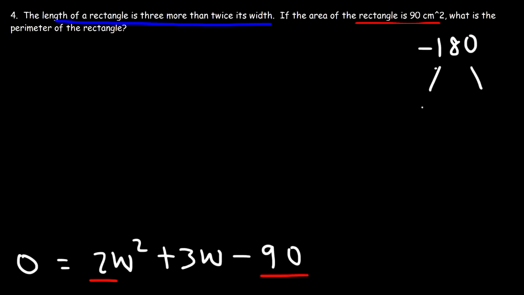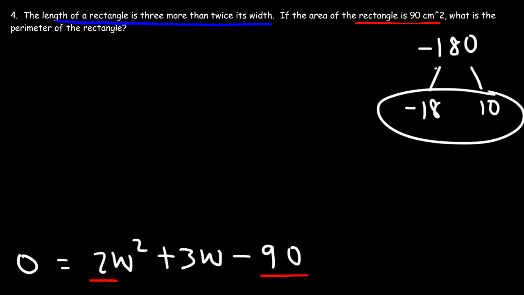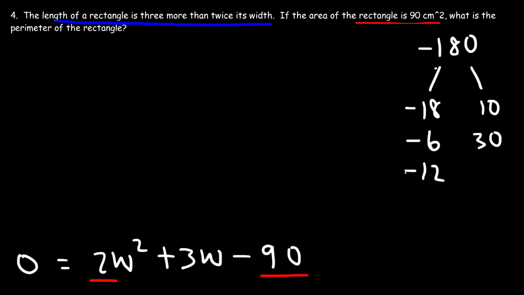So we could try negative 18. Negative 180 divided by negative 18 is 10. But these 2 numbers, they don't differ by 3. So we could try, let's say, 6 goes into 18. Negative 180 divided by 6, or negative 6, that's 30. But they don't differ by 3. We could try negative 12. Negative 180 divided by negative 12, that's 15. So these 2, they differ by 3.